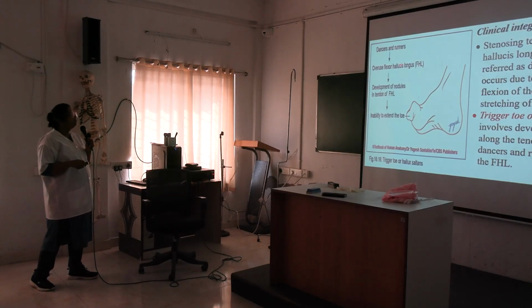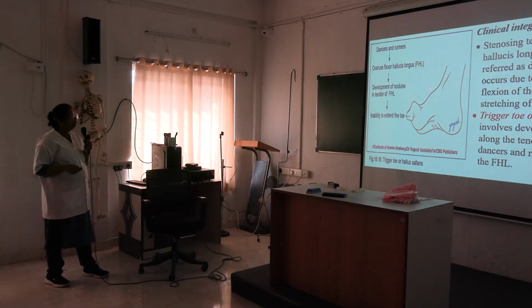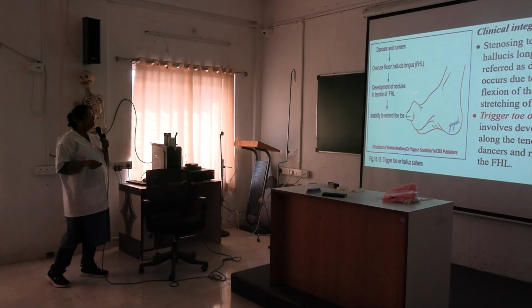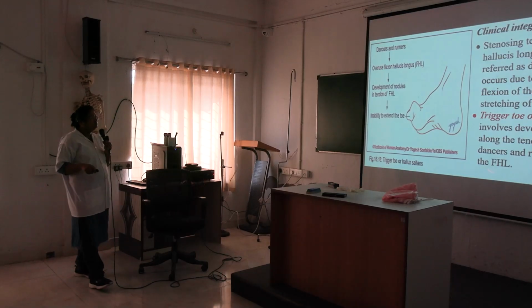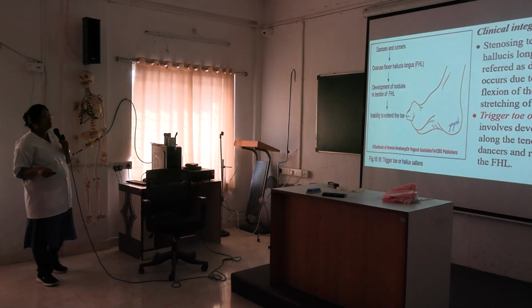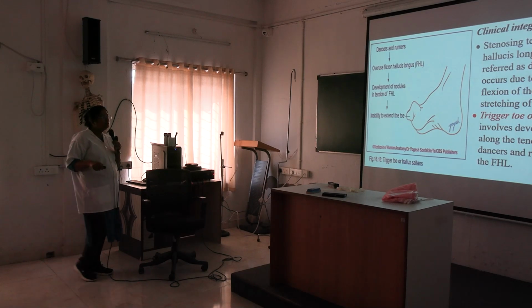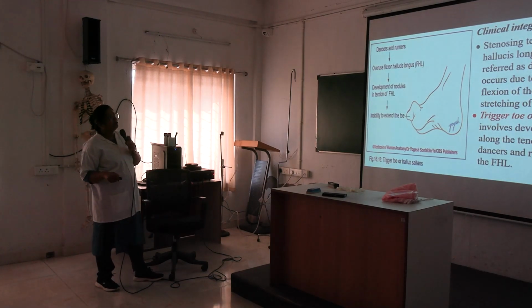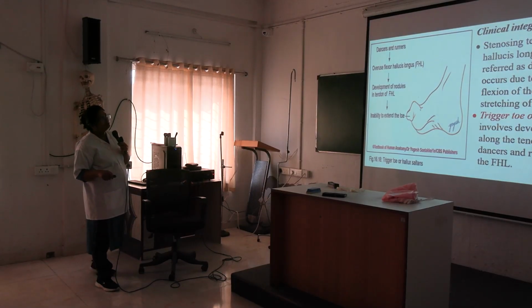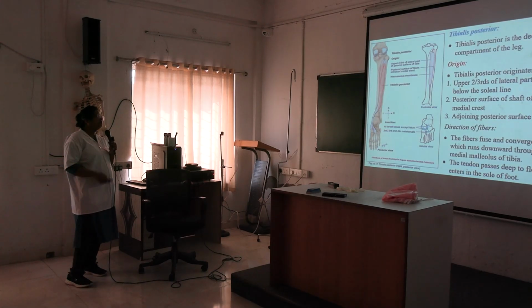In dancers or runners who overuse the flexor hallucis longus, nodules develop in its tendon, causing inability to extend the toe. Next is trigger toe or hallux saltans. It involves development of nodules along the tendon of the flexor hallucis longus in dancers and runners who overuse it, mainly nodule-like structures.